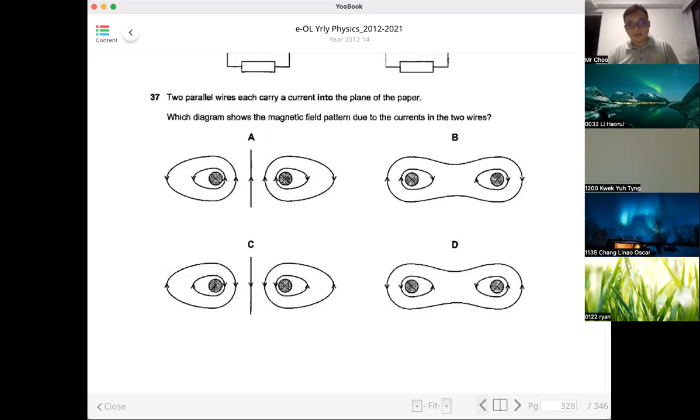Xiao Xing, are you there? So you see your thumb, right? Your right thumb. The thumb is the direction of your current. So your thumb goes into the page. Then your fingers, can you see? If my thumb is pointing towards you, my fingers will be the direction of the magnetic field line.